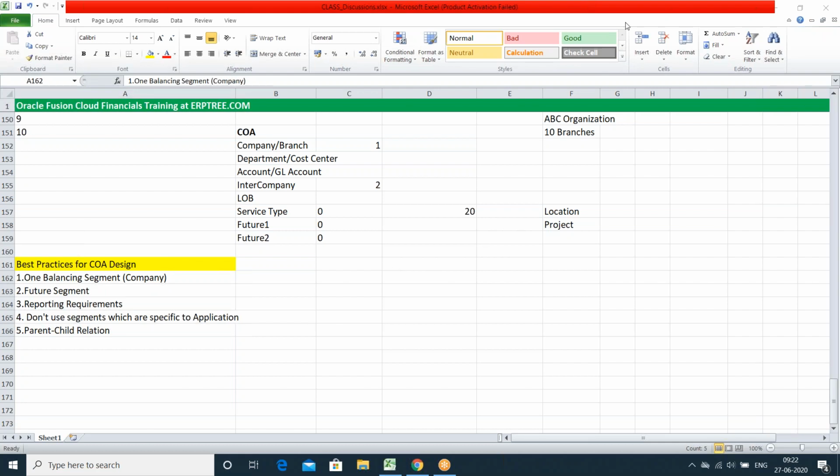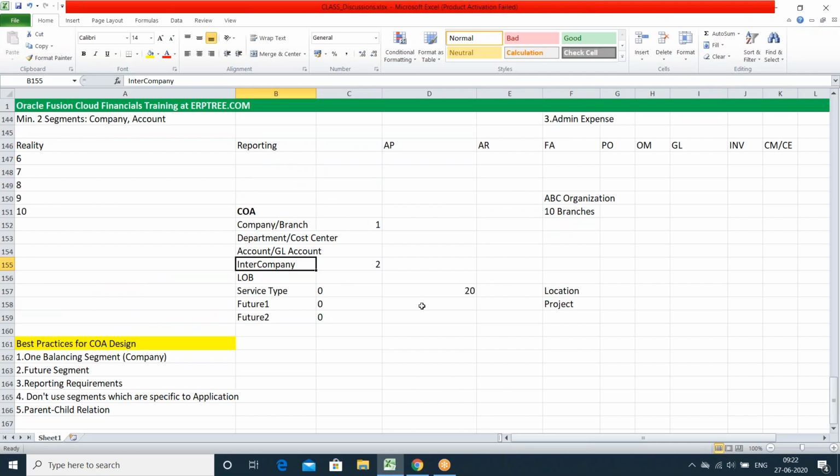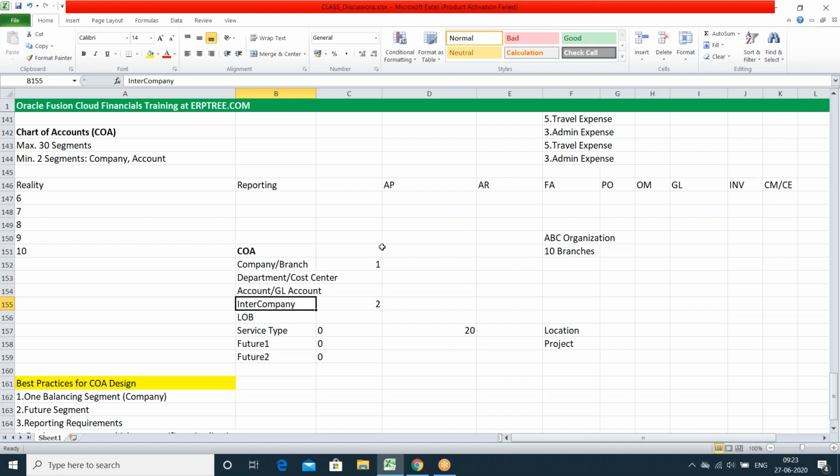So in case of intercompany, the segment values will be same as the company segment values? That we'll discuss when you deal with that. There is no term I introduced as the segment values. Okay, values we are discussing, not value set. I'm asking, segment values will be same as company segment values?